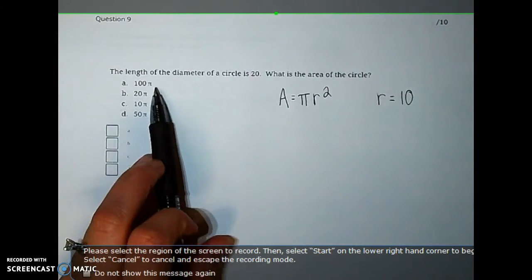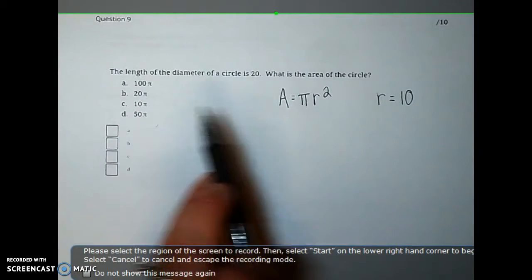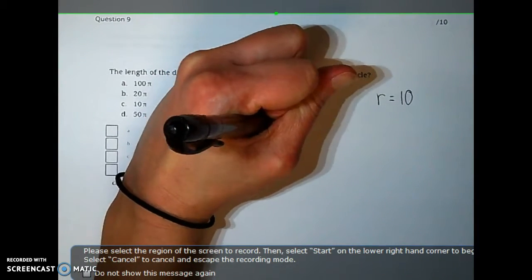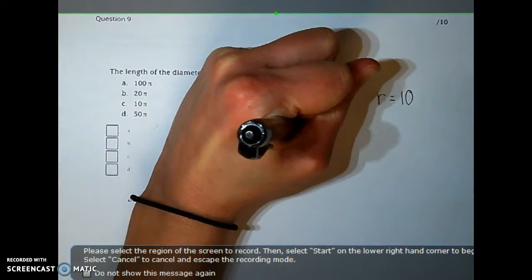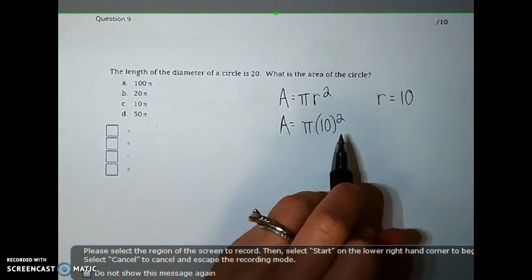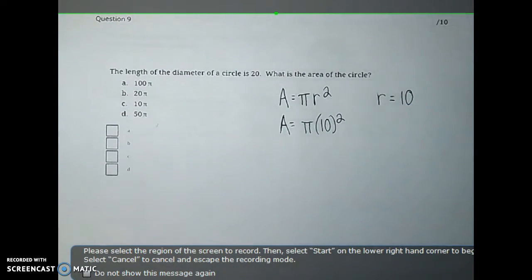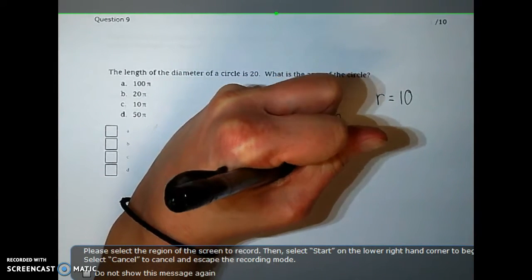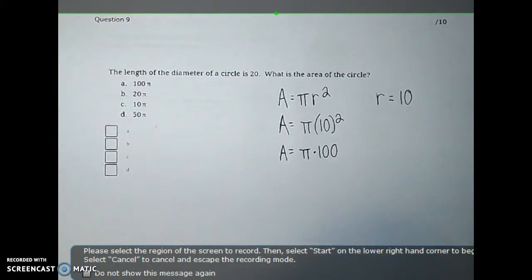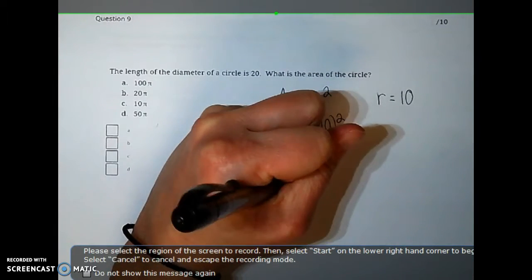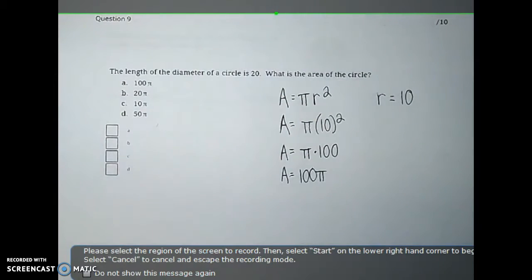And notice over here that all of our answers are in terms of pi. So again, we're just going to keep pi in the equation like a variable. So area equals pi times the radius squared, so times 10 squared. We start off with our exponent just like the last example. 10 squared gives us 100. So we have pi times 100, and then exactly like the last few problems, we have to put our number first as our coefficient. So area equals 100 pi. So our answer to this one is going to be A, 100 pi.